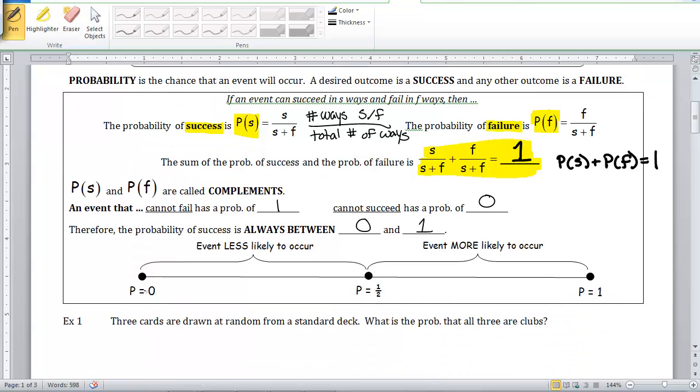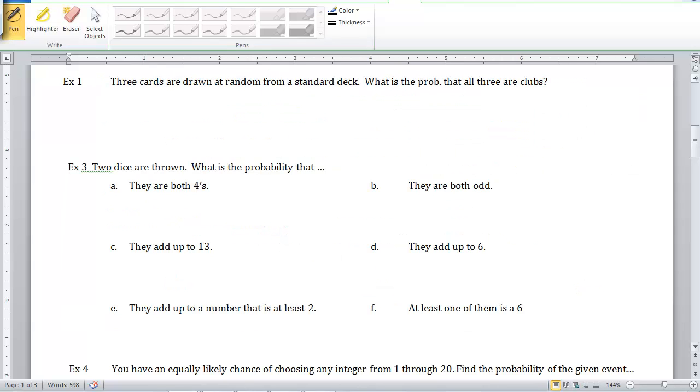The probability that an event is less likely to occur is when that probability is somewhere between 0 and 1/2. It's more likely to occur if that probability is between 1/2 and 1. But again, as you notice, the value is always going to be between 0 and 1. Let's now look at the first example.